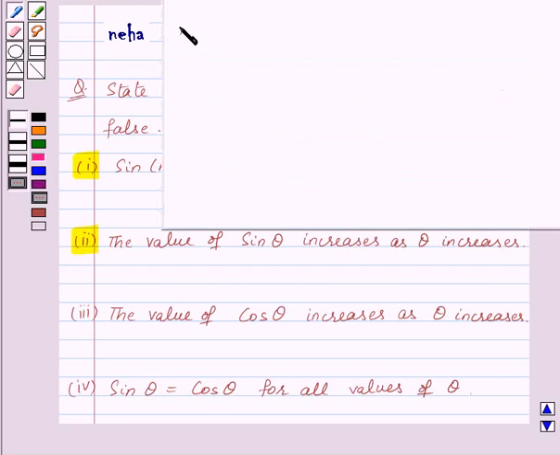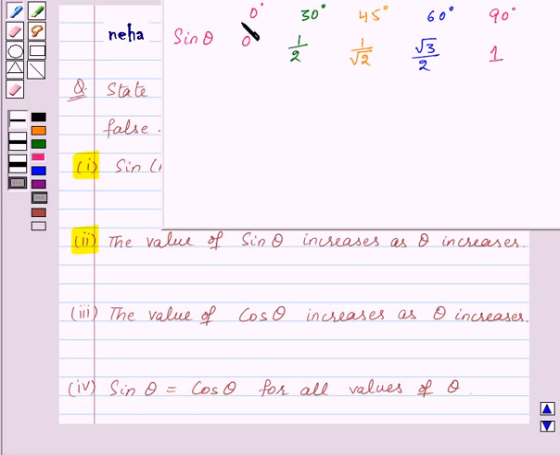So here let us write the values of sine theta when theta is 0 degrees. So sine 0 is 0. For 30 degrees, sine 30 degrees is 1 upon 2. Sine 45 degrees is 1 upon root 2. Sine 60 degrees is root 3 by 2. And sine 90 degrees is 1.